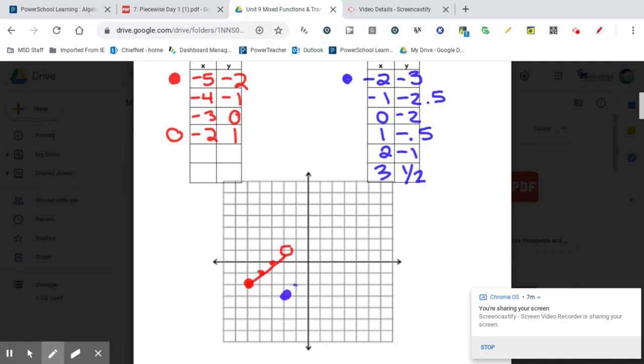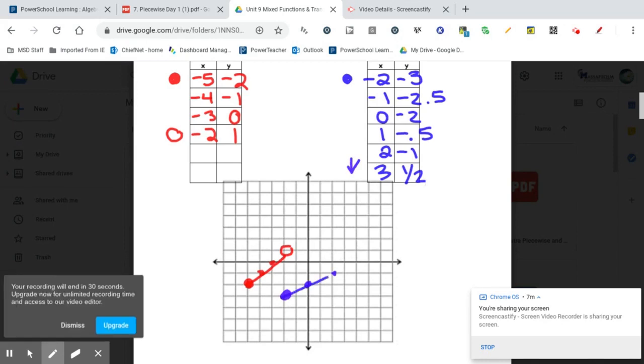Oh, sorry, that was negative 1, negative 2.5. So I'm actually going to skip that one. I'm just going to graph 0, negative 2. I'll skip the 1, negative 0.5 because I don't really want to graph a decimal or fraction. We have 2, negative 1, 3 1/2, so I'm not going to draw that either. So I have the closed circle. And then remember over here, we should have an arrow. So I'm just going to continue this with an arrow.